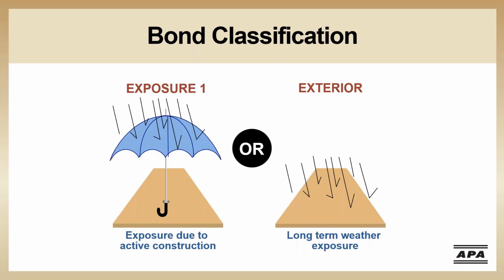Now we're going to review that one more time because this is one of the most frequent questions we get. So again, exterior bond classification panels are suitable for applications subject to long-term exposure to weather or moisture. Panels classified as exposure 1 are intended to resist the effects of moisture only during construction.